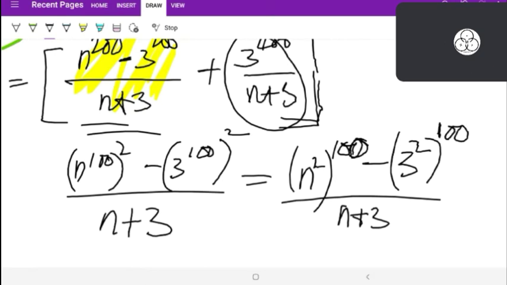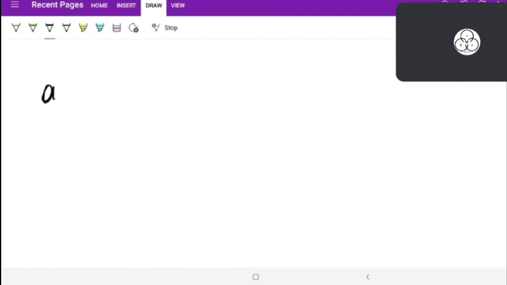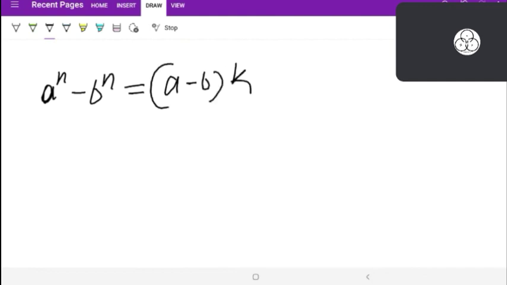Now there is a very special identity for this: a to the power n minus b to the power n. It's something like a minus b into a to the power n minus 1... Then I have forgotten, actually I didn't remember this identity. I just remember that this is some a minus b into some k.